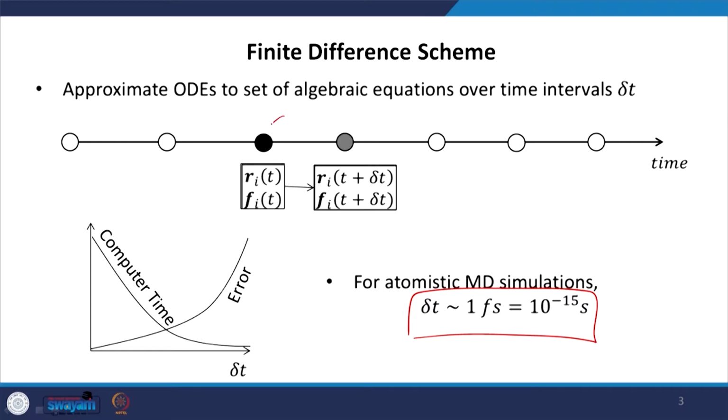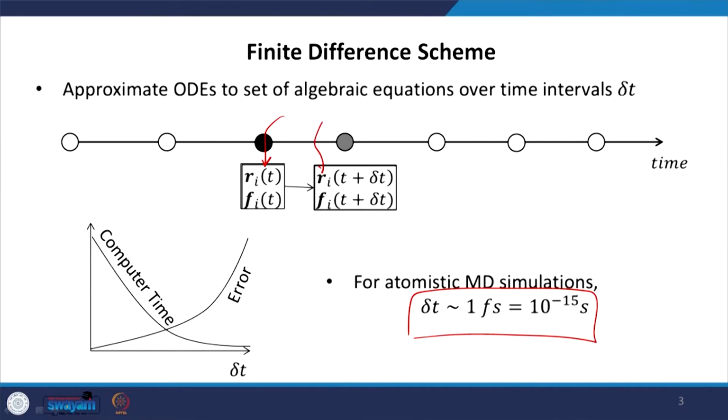So having said that, the basic idea remains the same as with any finite difference scheme. That is, if I know the position and velocity at time t, I can basically discretize the two first order differential equations and use that to get the position and velocity at time t plus delta t. This is essentially what we are trying to achieve from a finite difference scheme.